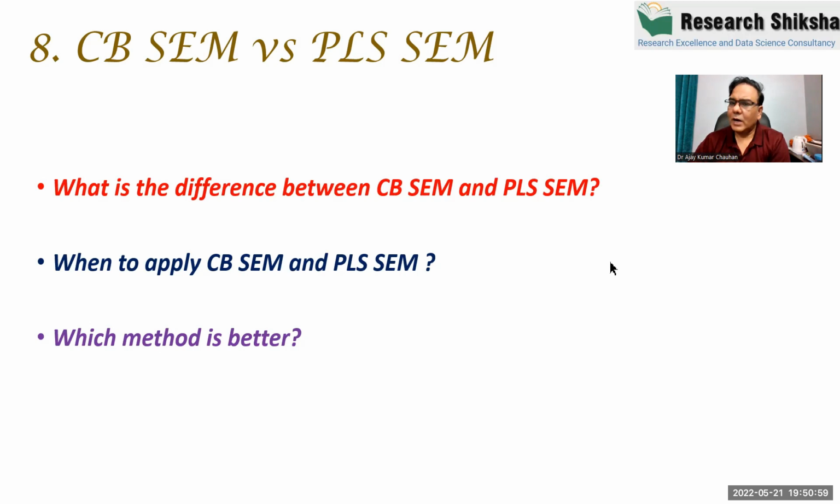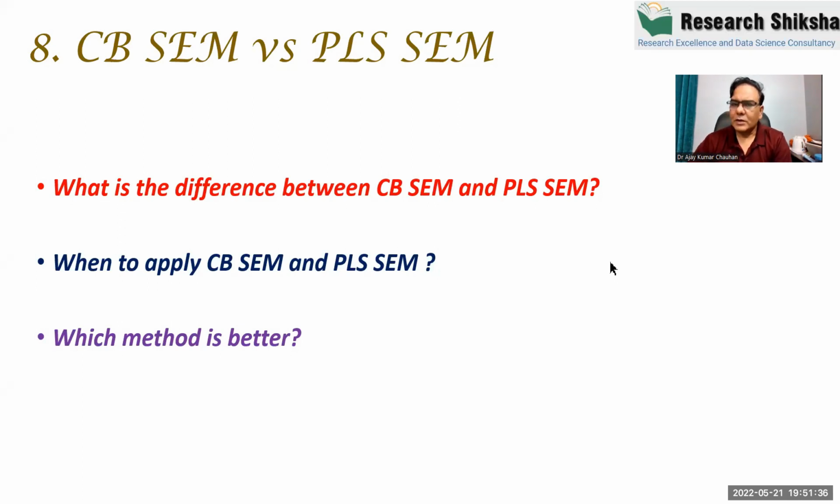There are two more differences. Number one, sample size and distribution. If your data is normally distributed, CB-SEM is applicable. If your data is not normally distributed, PLS-SEM is applicable. So distribution is one of the reasons: normal distribution, CB-SEM; no normal distribution, Smart PLS. This is another reason for choosing Smart PLS, because your data is not normally distributed.